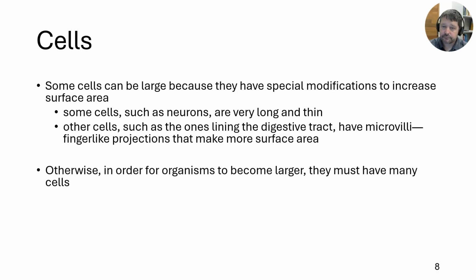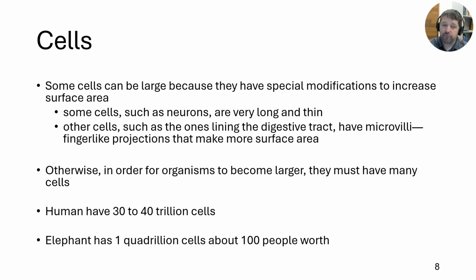Otherwise, other than the few examples of increasing your surface area, larger organisms will just have more cells. For example, humans have 30 to 40 trillion cells. Lots of cells. An elephant has 1 quadrillion cells. That's about 100 people's worth of cells. So an elephant doesn't have bigger cells.